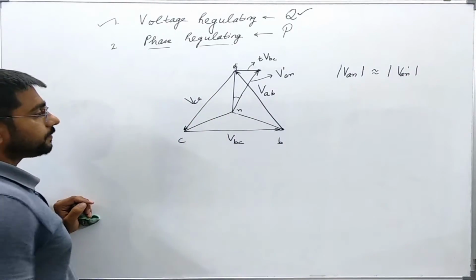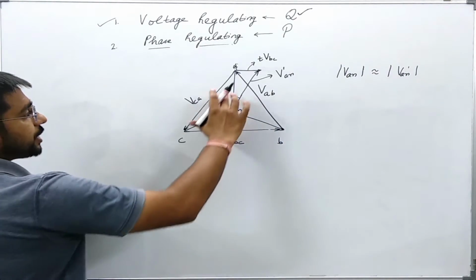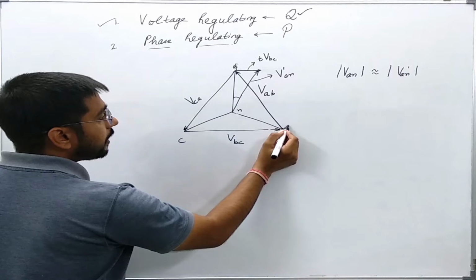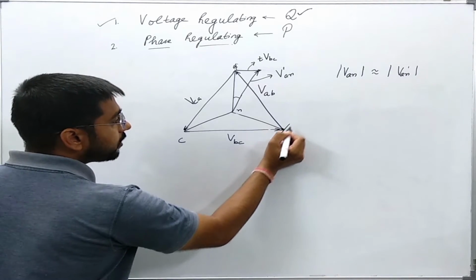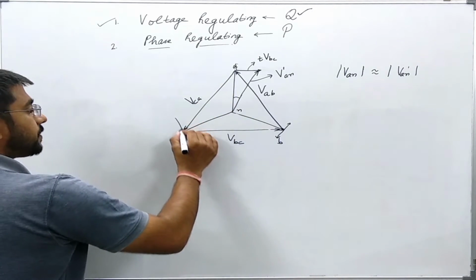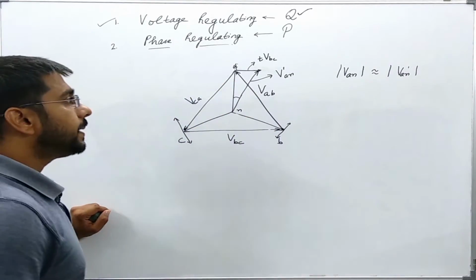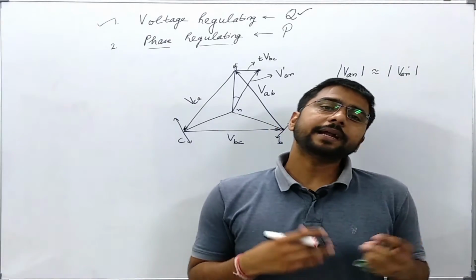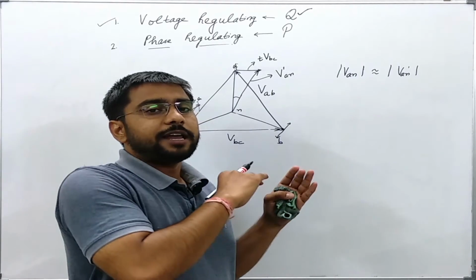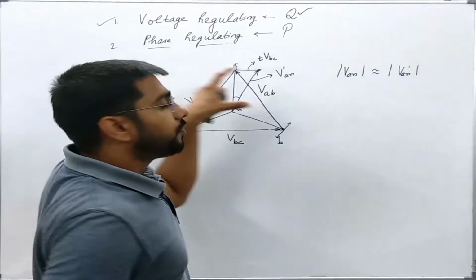Okay. Similarly, for this VBN, what should I do? I should add or subtract any quantity which is in phase with VCA, like this. Either I add or subtract. Similarly, for this VCN, I should either add or subtract any quantity which is in phase with VAB. Okay, so if I somehow make a transformer which will do this activity, then I will be very easily changing the phase of the various voltages.